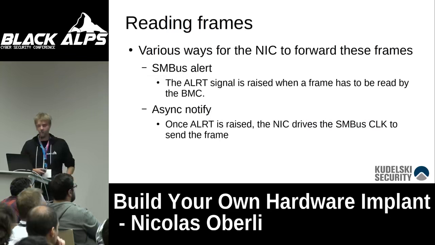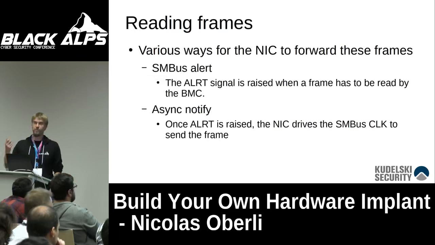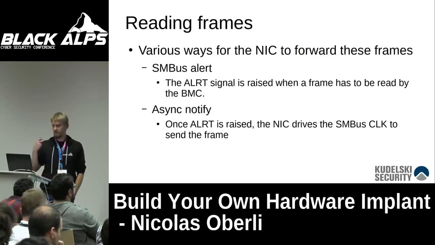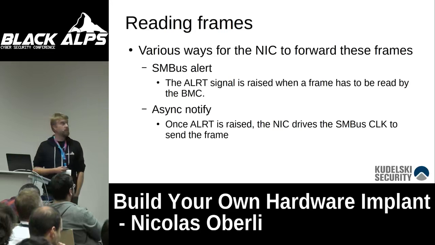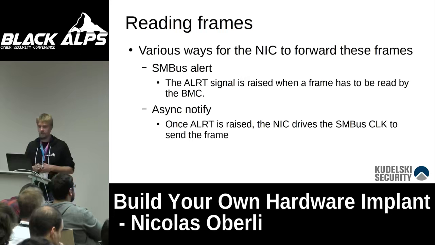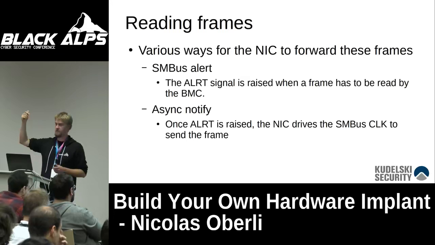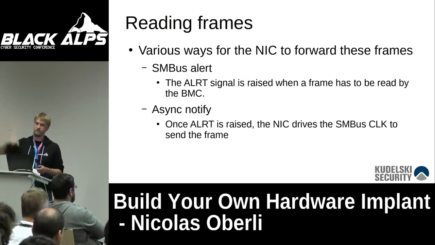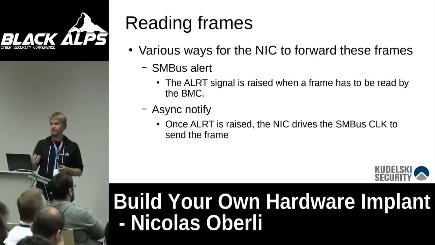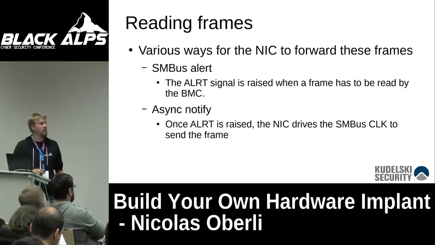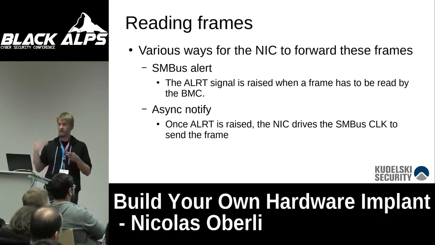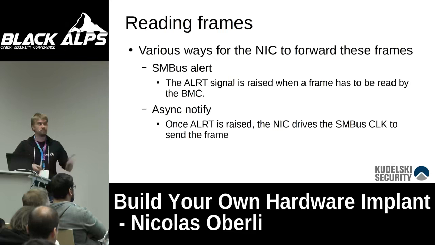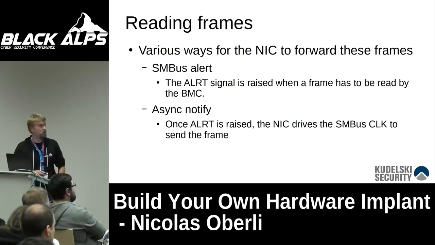So again, the command is there, that's good, but you need to know exactly how to read the packets from the NIC. And on that specific NIC, you have 4 different ways to read the frames. The first one is what is called the SMBus alert. That's basically a third signal that goes from 1 to 0 each time a packet is available for our implant to read. Another way is that the card starts to send by itself the packets on the I2C bus. That's another possibility, and there are 2 other ones.